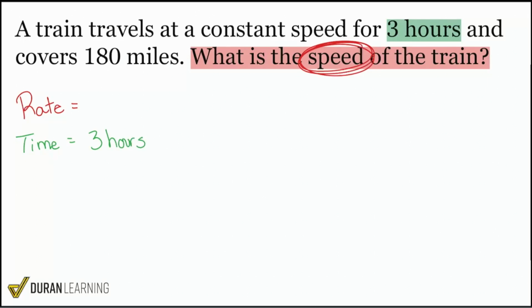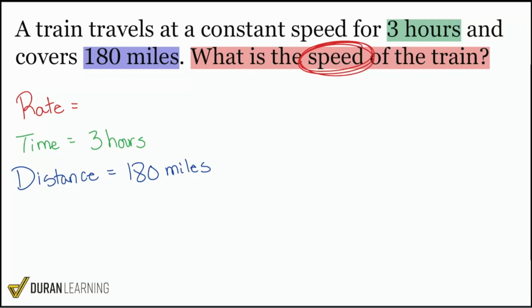Next up, it says after we talk about traveling for 3 hours, it covers 180 miles, just miles, not miles per hour, just miles. Everyone, what does this 180 represent? Yeah, that's going to be distance. It's just miles. So that is just distance. So I'll write that down over here. Distance equals 180 miles, and we're good.